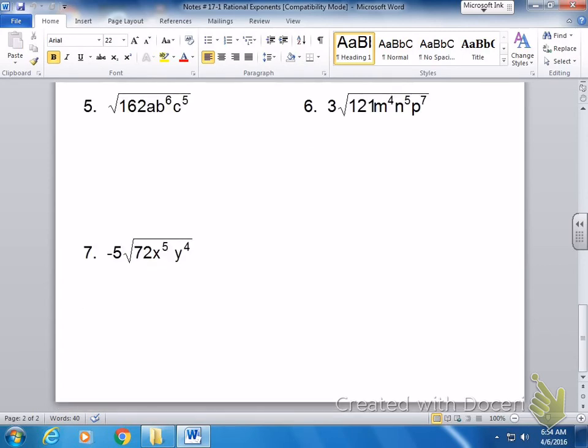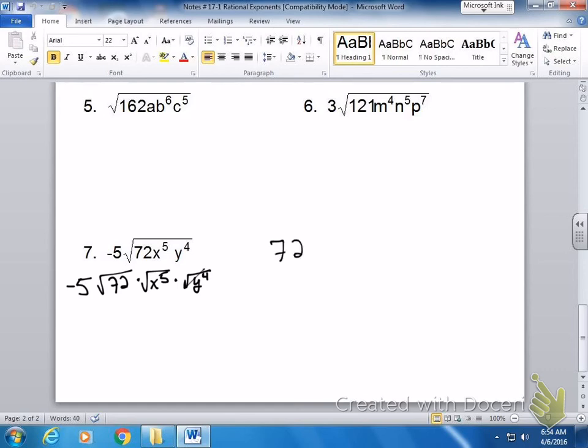Number 7. It's got that 5 hanging around just like number 6 had a 3, so I'm going to go ahead and write that out here. I've got negative 5 times the square root of 72, the square root of x to the 5th, and the square root of y to the 4th. So I'm going to go ahead and break down 72.